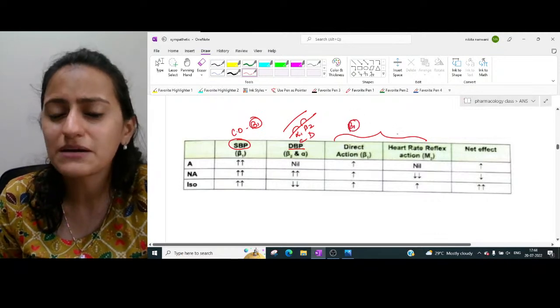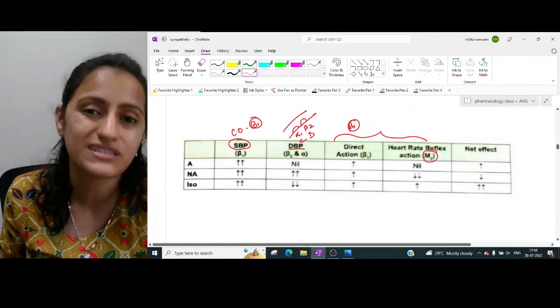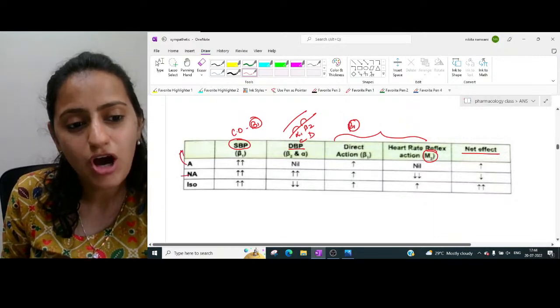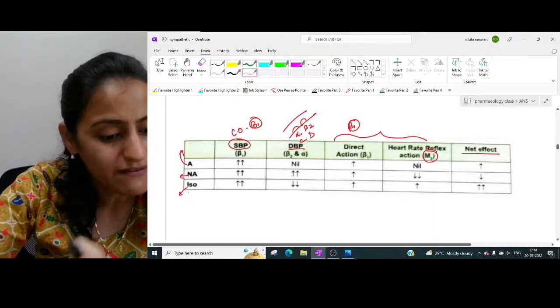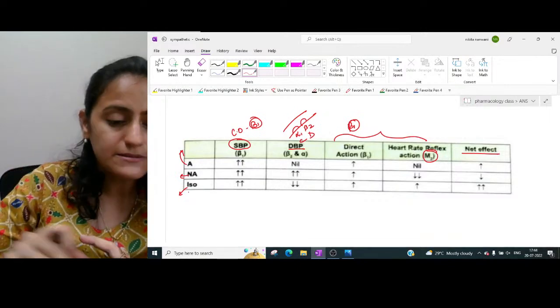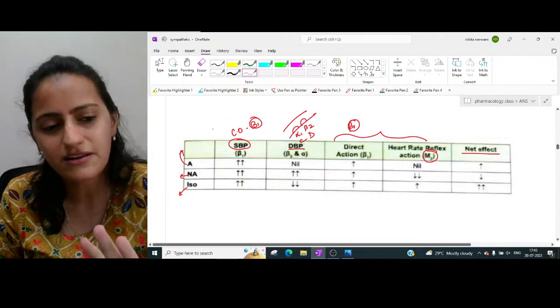The direct action on the heart is by beta 1, and the reflex action is basically by the M2 receptor. Okay, and then we'll see the net effect. Adrenaline, noradrenaline, and you have isoproterenol. Okay, so tell me now. Yes, Dr. Priya, only the tables from Kaizen. Read your primary resource and then revise it from Kaizen.